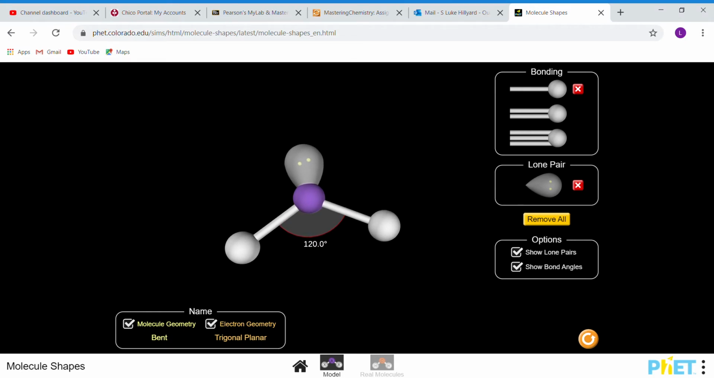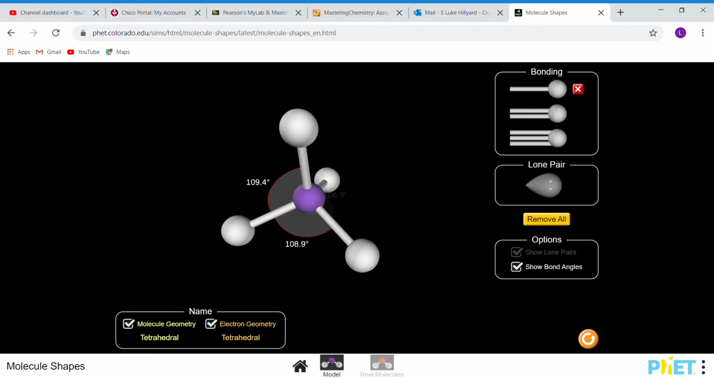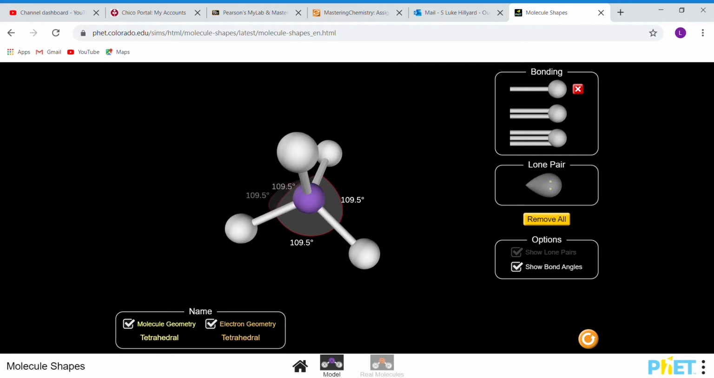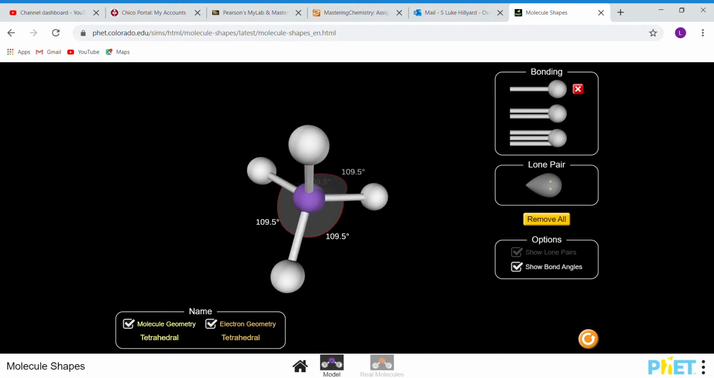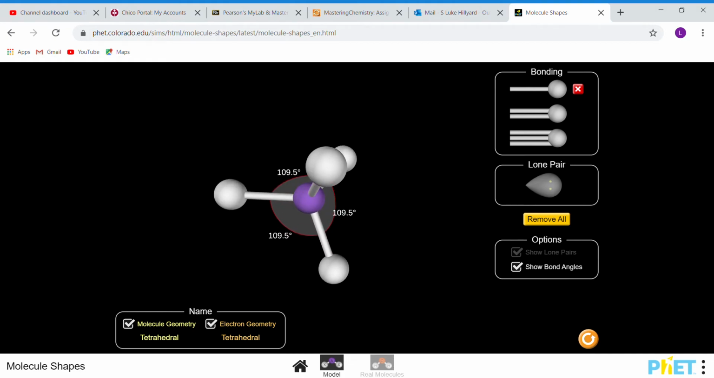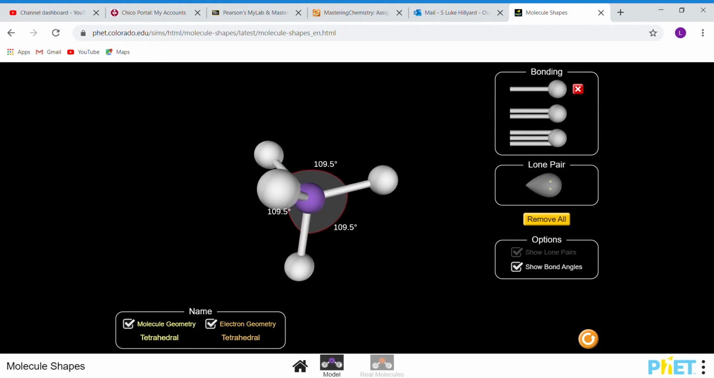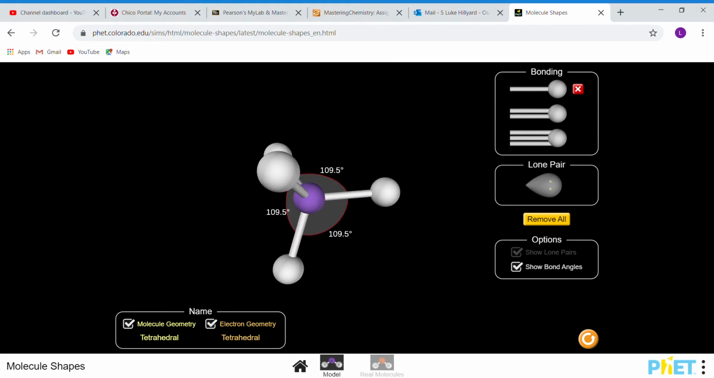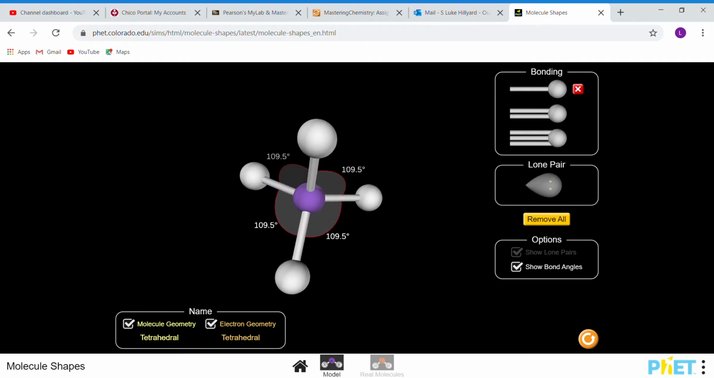All right, take that lone pair off, and now I'm going to have four atoms. Okay, four atoms gives me the tetrahedral shape. And molecular geometry, electron geometry are the same because there are no lone pairs. And we can kind of rotate this around. It's symmetrical in every direction.